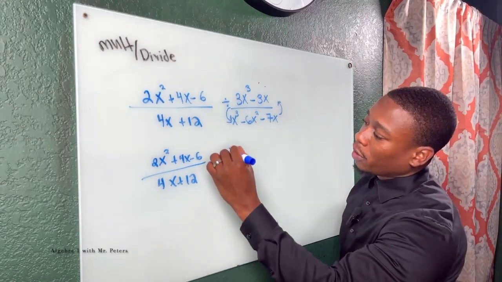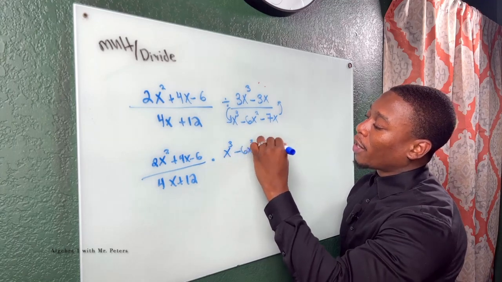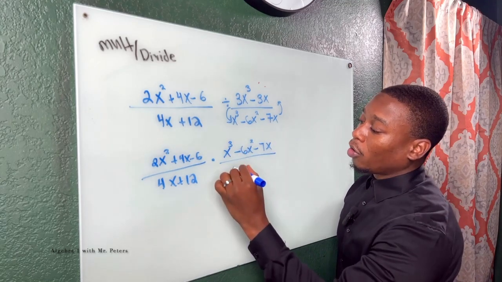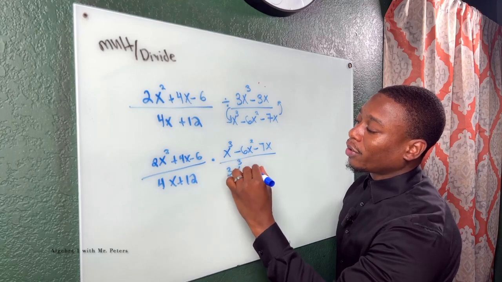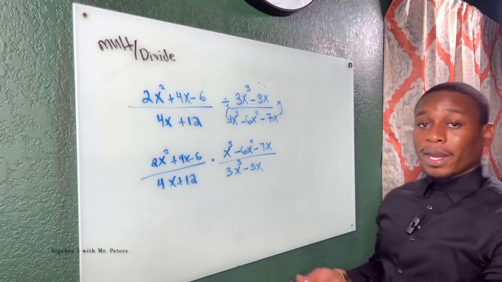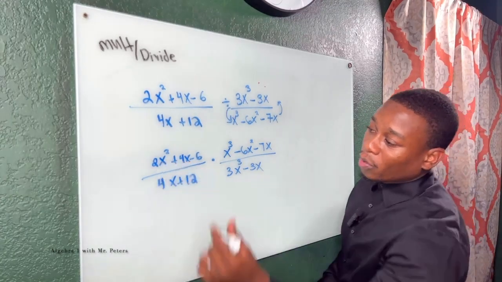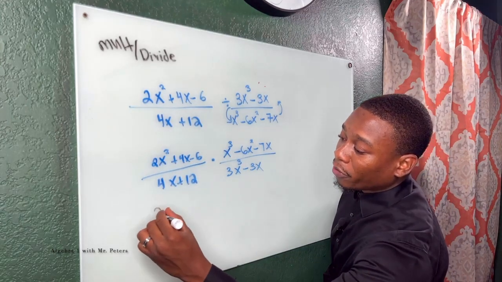Apart from that, we have to go in there, change the division to multiplication, and take the reciprocal of the second fraction. So now we have x to the third minus 6x squared minus 7x on top, all over 3x to the third minus 3x. Now that we have that, we can now break this down in factor, and I'm going to switch over to black. So the first thing I want to do here is pull out a greatest common factor of 2.